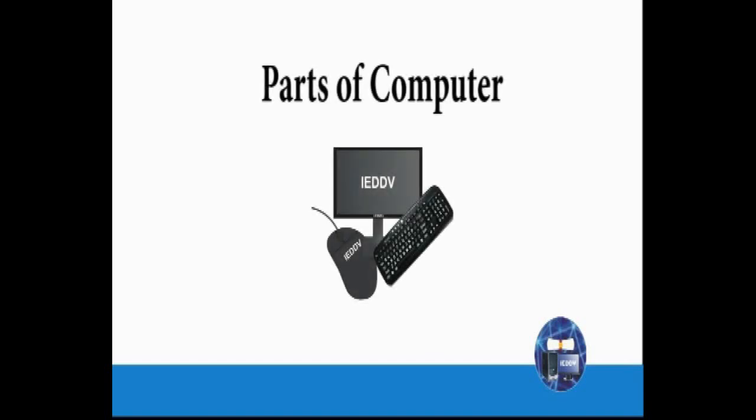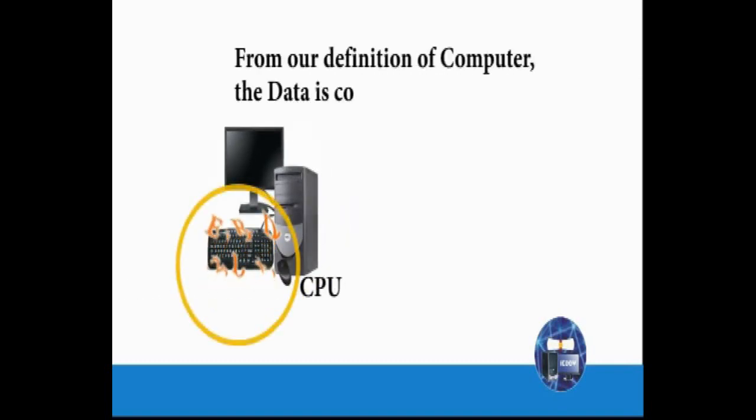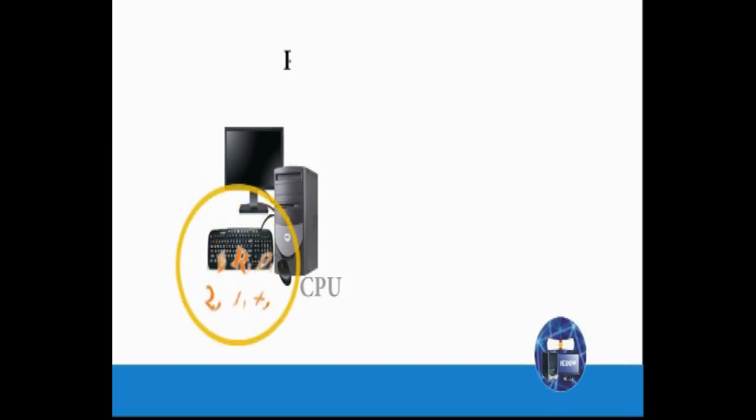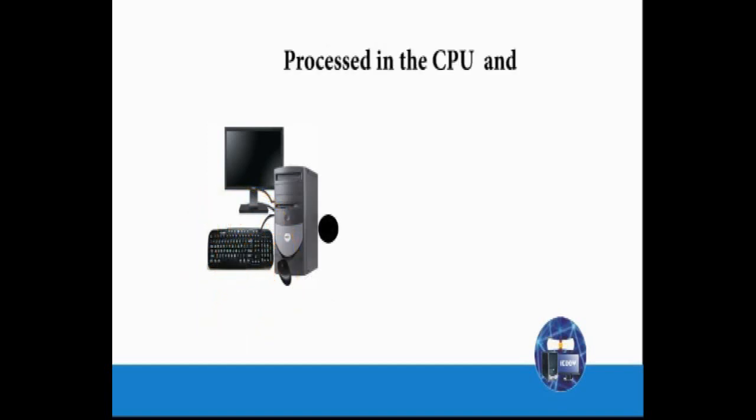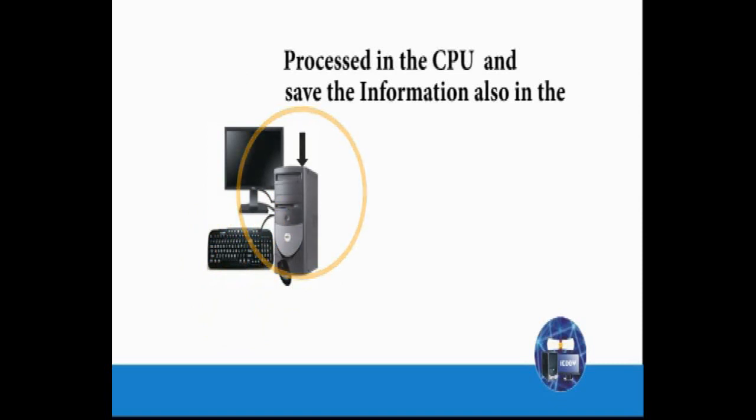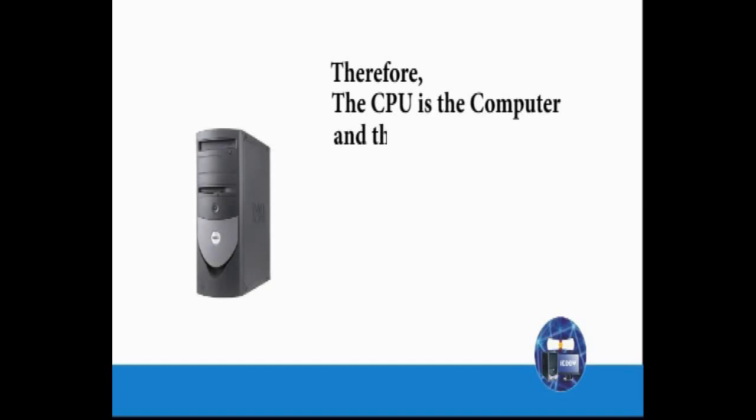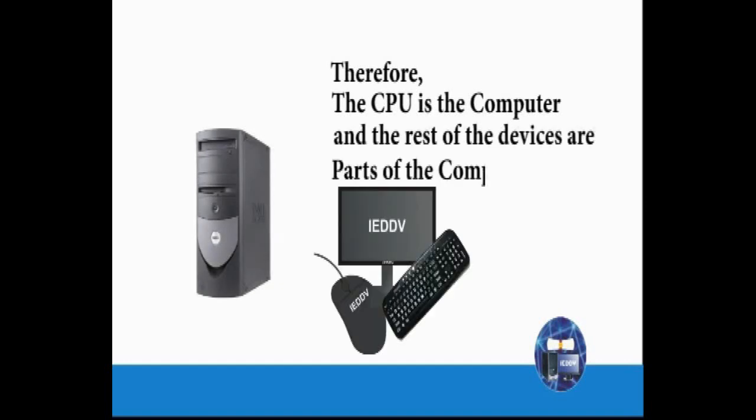Parts of computer. From our definition of computer, the data is coming into the CPU, processed in the CPU, and the information is saved also in the CPU. Therefore, the CPU is the computer, and the rest of the devices are parts of the computer.